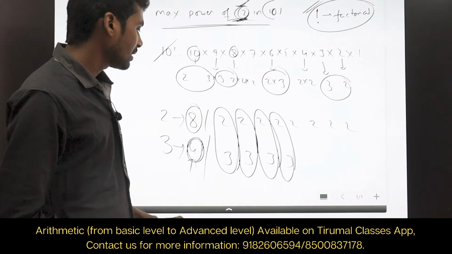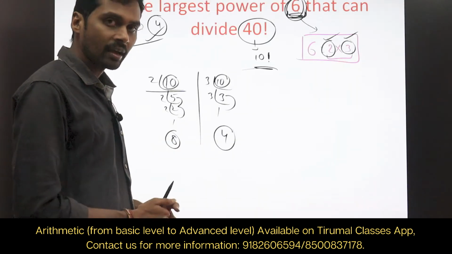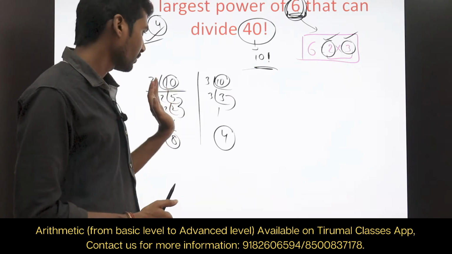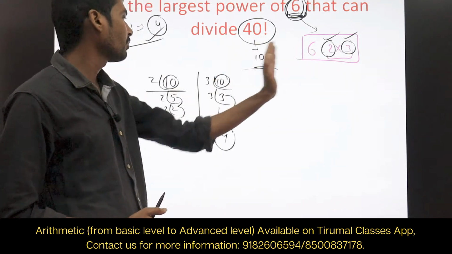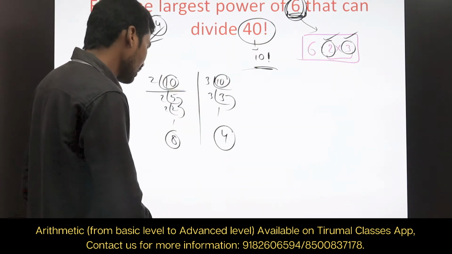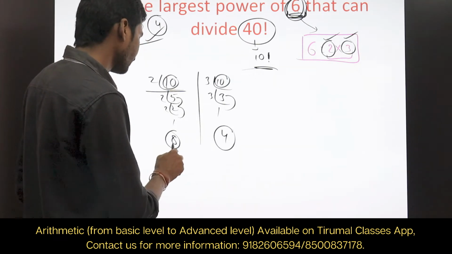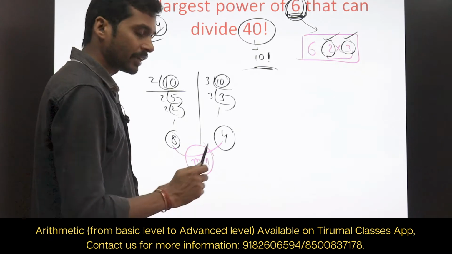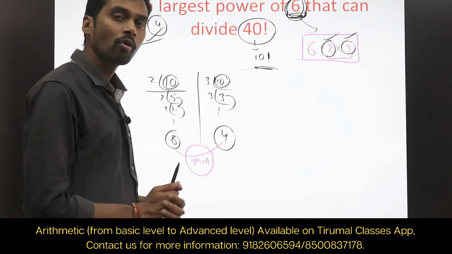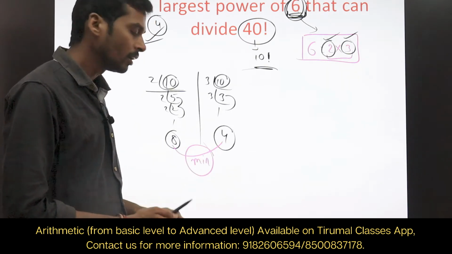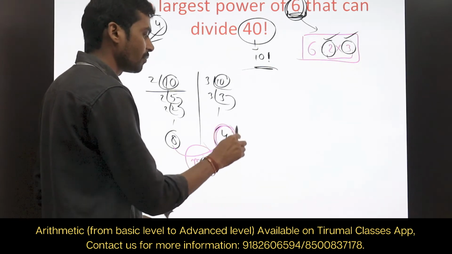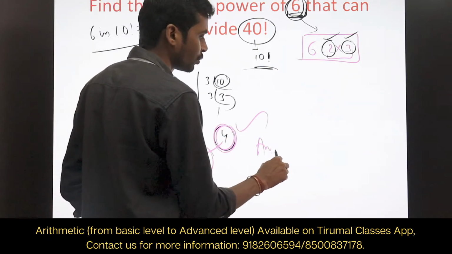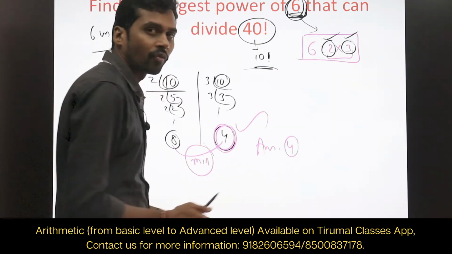So which means that after dividing the given number with both 2 and 3, whichever number gives you the minimum, that is your final answer. Out of 8 and 4, what is the minimum number? 4 is the minimum number, right? So your final answer is 4.